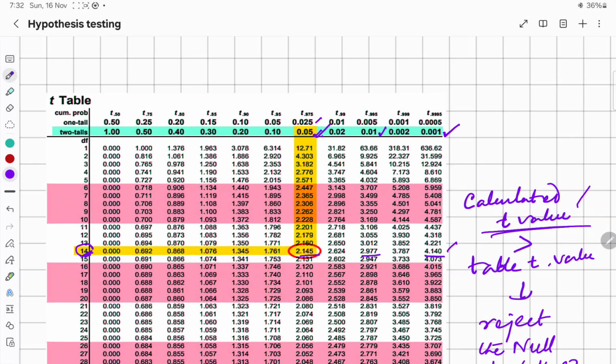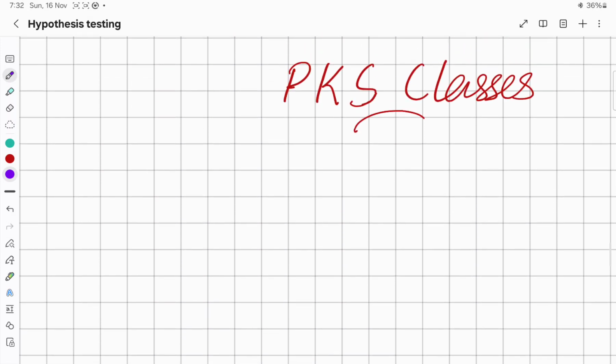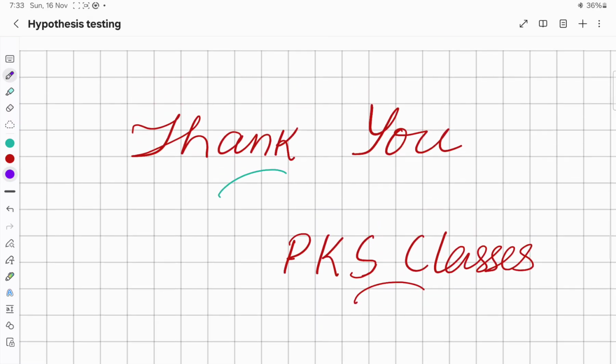Say for degree of freedom 10, the t value is 2.228 for p less than 0.05. So our value should be more than 2.228, even 2.23 is enough to reject the null hypothesis. So this is all about the level of significance in hypothesis testing. Thank you.